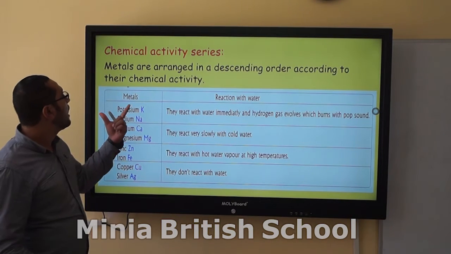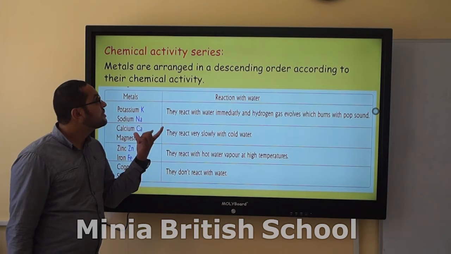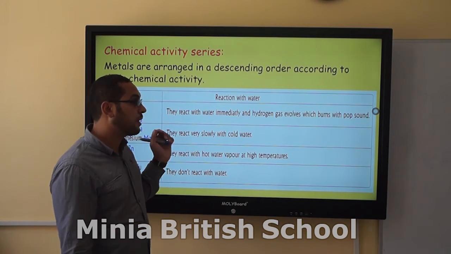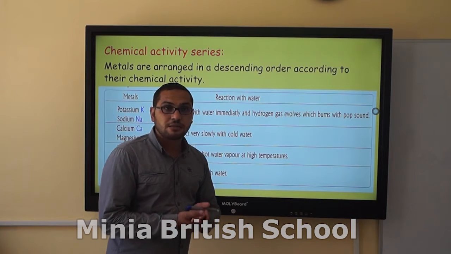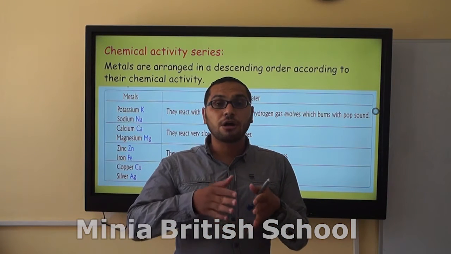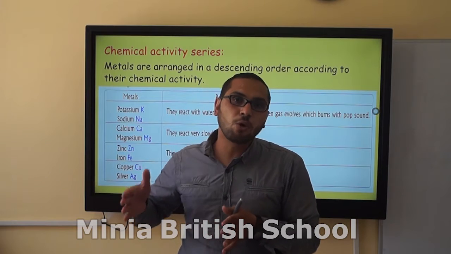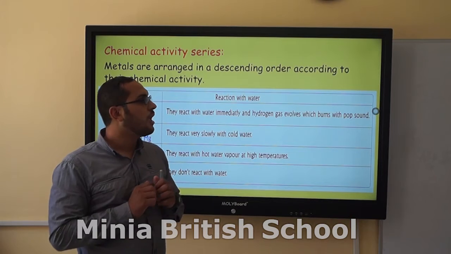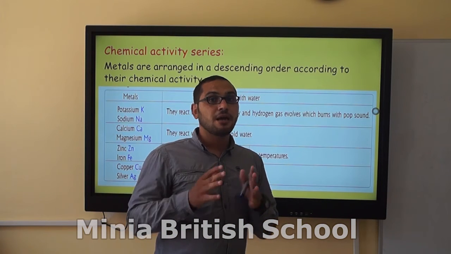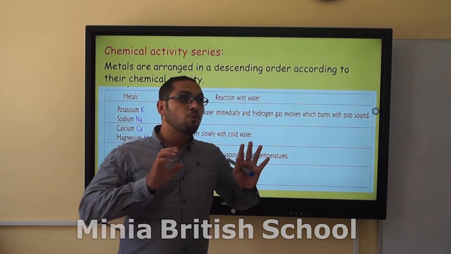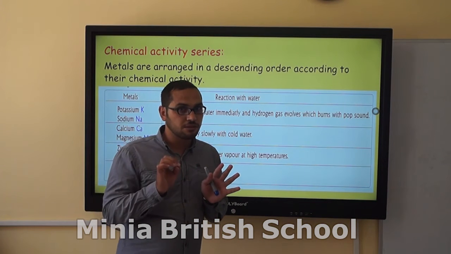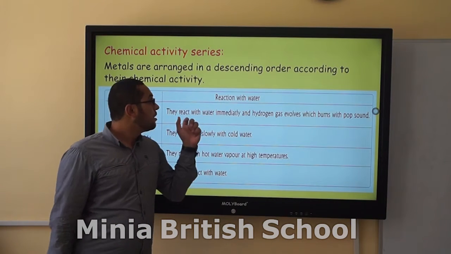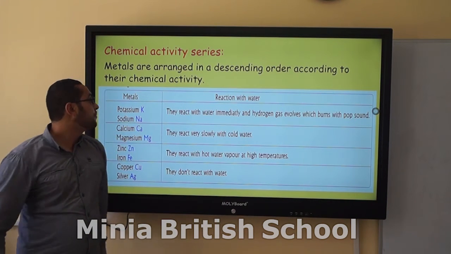And here we will study the chemical activity series. In the chemical activity series, metals are arranged in descending order according to their chemical activity. Their number is 16, but in our lesson we will study only 8 elements. Let's study these elements and their behavior with water.